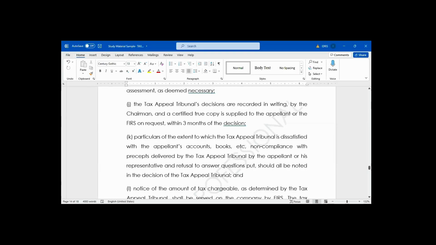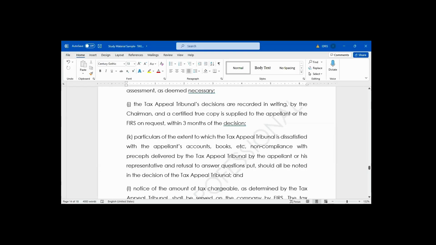Number 3, assessment based on turnover, which is the minimum tax assessment. We also have assessment based on dividend. We have provisional assessment. We have additional assessment.